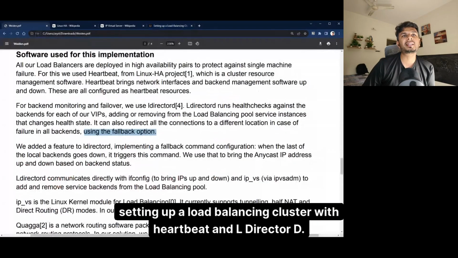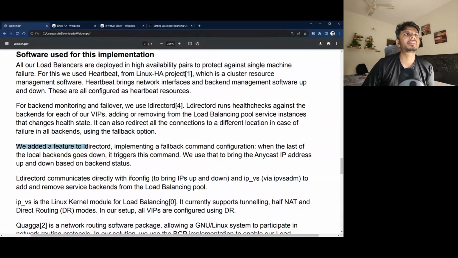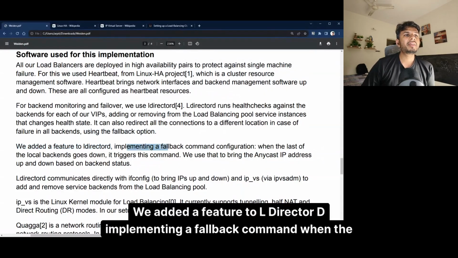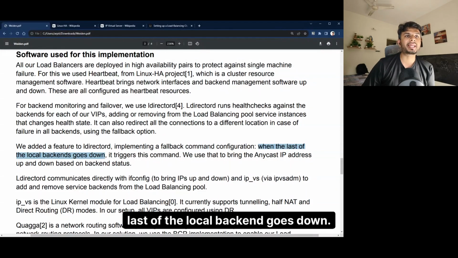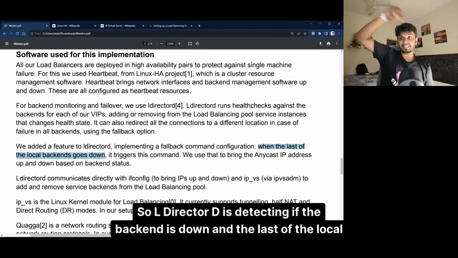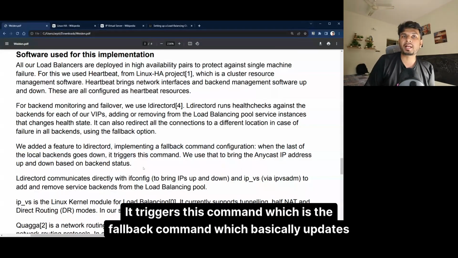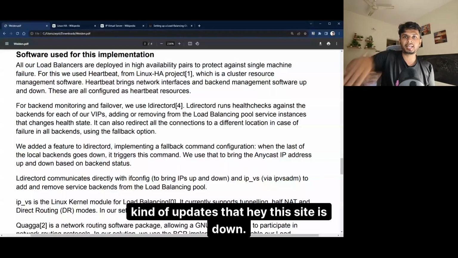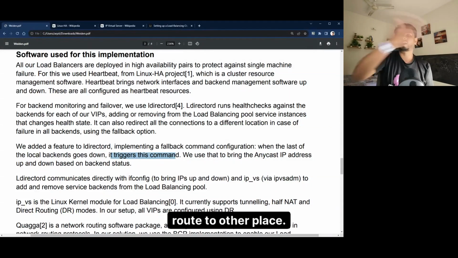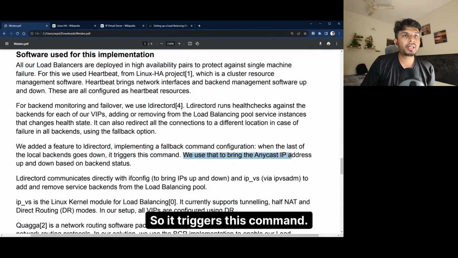Setting up a load balancing cluster with Heartbeat and Ldirectord. We added a feature to Ldirectord implementing a fallback command when the last of the local backends goes down. So Ldirectord is detecting if the backend is down. When the last of the local backends goes down, which means the site is now completely down, it triggers this fallback command, which basically updates that, hey, this site is down, route to another place, right?